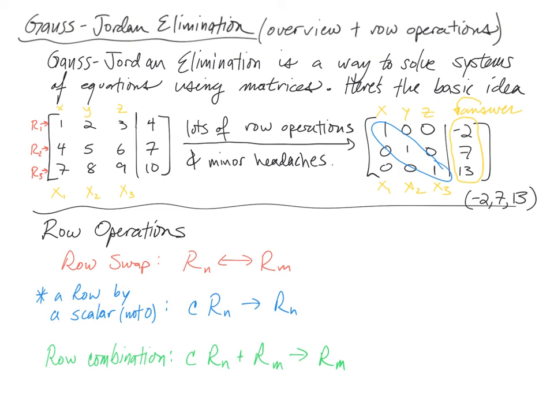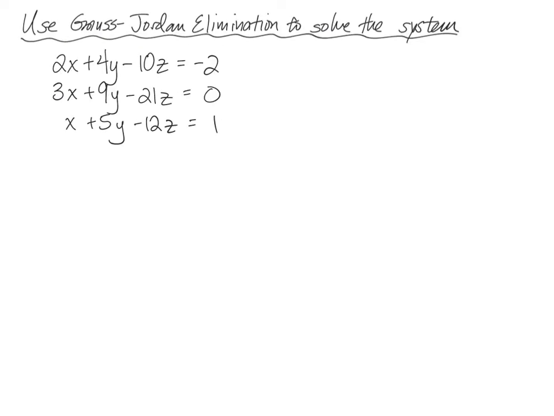Let's get into solving systems with 3 variables and 3 equations. Use Gauss-Jordan elimination to solve the system. So these systems that you'll see in the next 3 examples are bigger than the previous systems, as there are 3 equations and 3 variables.